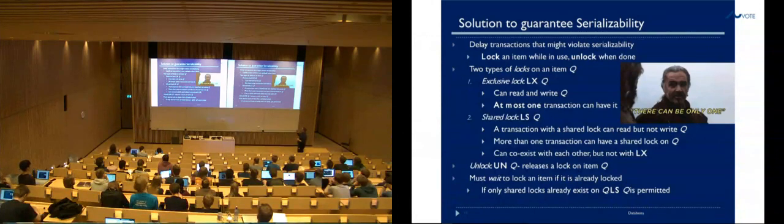But as soon as there is one transaction who has to write on an item, it's going to acquire, request and obtain an exclusive lock, which means that I read this, everybody else is out. I don't want to be bothered by anyone. As long as I read and write on this item, I'm going to be the only one touching it.